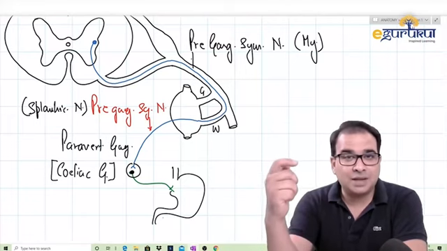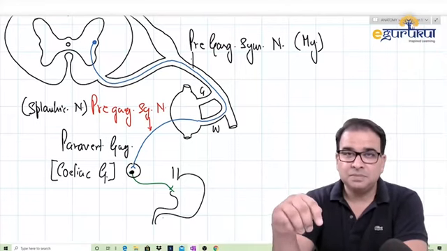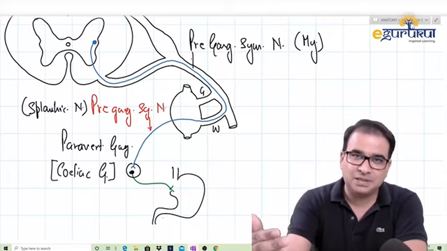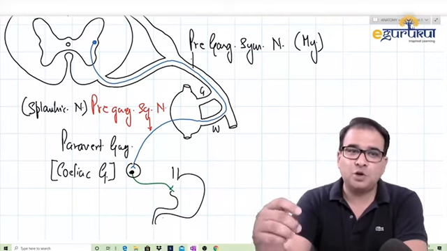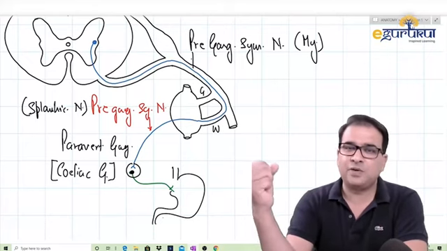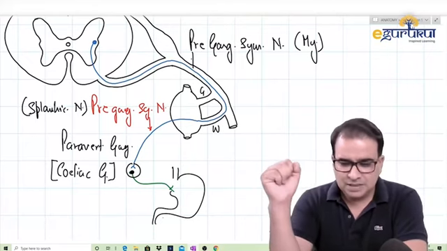So that's the second scenario you're looking at: you may have fibers running in the white ramus communicans which relay into the sympathetic chain. You may have fibers running from the white ramus communicans which exit the sympathetic chain and relay in ganglia which are away from that. They are paravertebral ganglion, and then postganglionic fibers will reach the viscera.